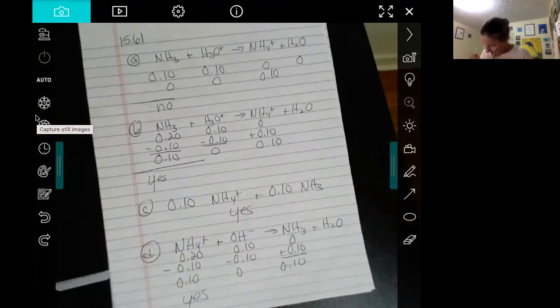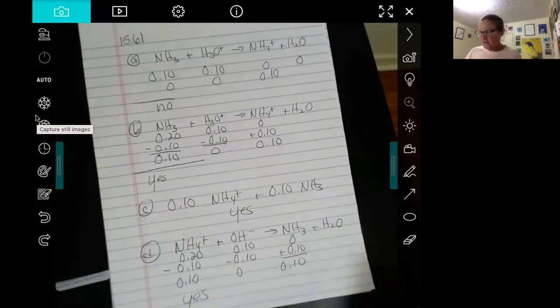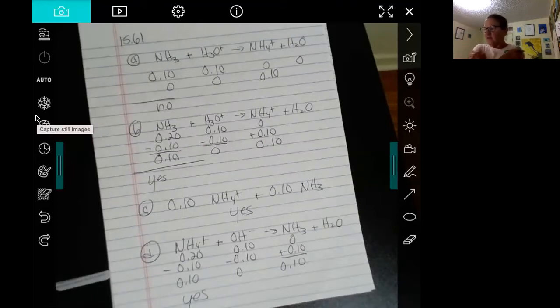So our next one is 61. So 61 just asks you whether or not the following could make a buffer. And the definition of a buffer is that you've mixed about equal concentrations of a weak acid and its conjugate base. So it has to be a conjugate acid-base pair. They have to be in about equal concentrations so that you have enough of each of those there so they can buffer against both acid and base.